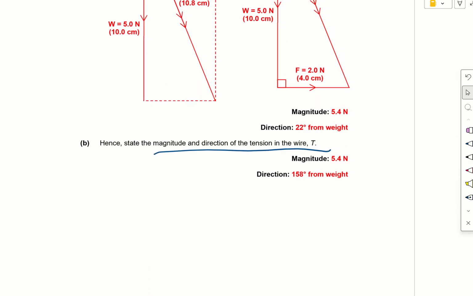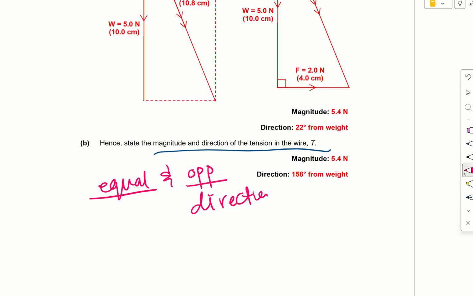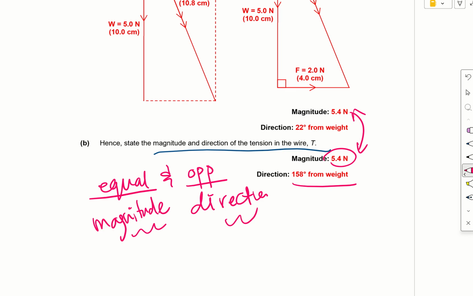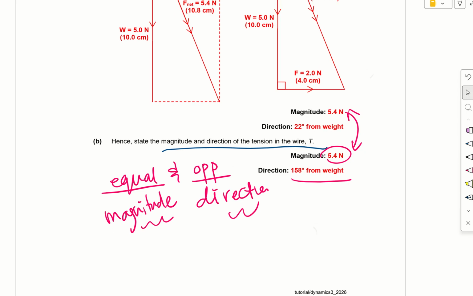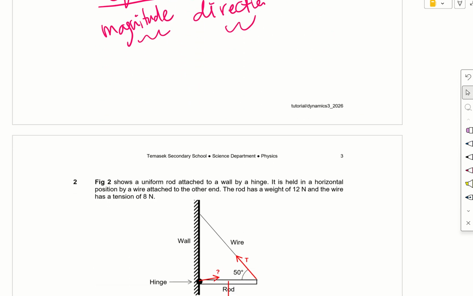Okay, so if you understand this, then they want us to state the magnitude and direction of the tension in the wire T. Because it is equal and opposite, opposite is for the direction, equal is for the magnitude, right? Because now we are dealing with vectors, we need magnitude and direction. So the magnitude should be equal. The direction will be 180 degrees from the original. It is opposite to it, so that's why it's 158 degrees.